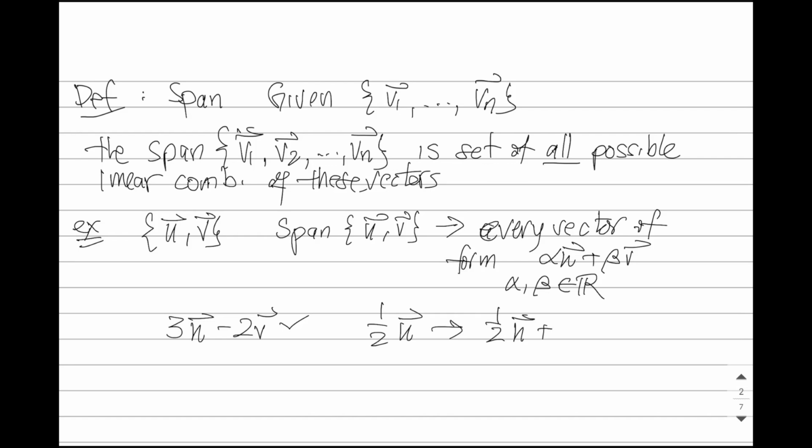Remember that this is 1/2 of u plus 0 v's. That's a linear combination. The vector -v is also a linear combination because this is 0 bunches of u minus 1 bunch of v. So you can take this to its extreme. The vector 0 is also a linear combination of any set because it's what we call the trivial combination. 0 bunches of one and 0 bunches of the other.